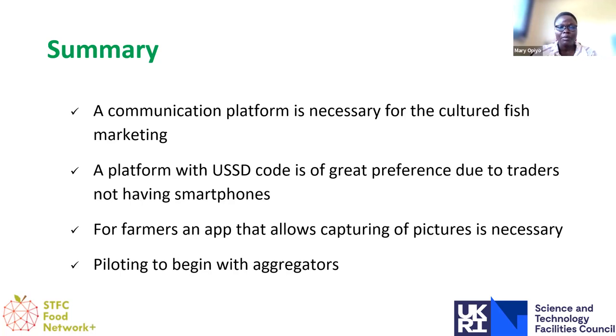Then the farmers really prefer an application whereby they can capture pictures and send them to the traders. If they say that they are harvesting fish of the size of 200 to 300 grams, they are able to take a picture of the fish in a weighing balance so that the trader knows that whatever they are engaging in is true.